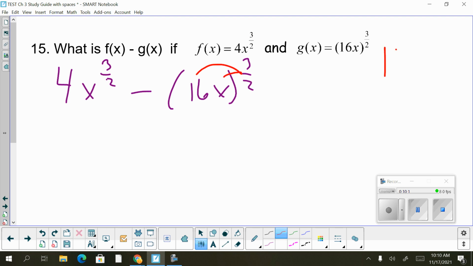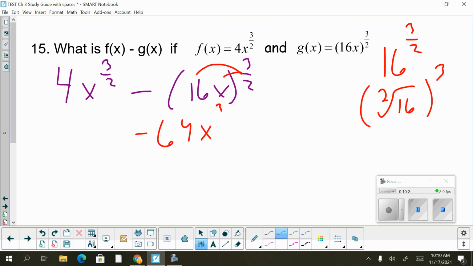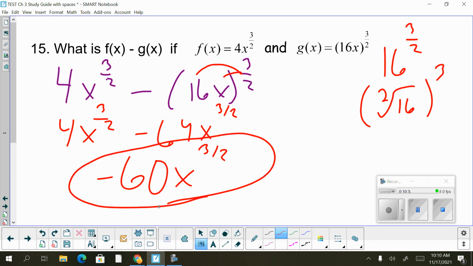If you're going to do 16 to the 3 halves, you can either type it in or do it by hand. It's the square root of 16 cubed. So that ends up being 4 cubed, which is 64. So 64x to the 3 halves and 4x to the 3 halves. We lucked out, they're like terms, so we can combine them. If you have 4 apples and you subtract off 64 apples, you have negative 60 apples. So negative 60 x to the 3 halves.